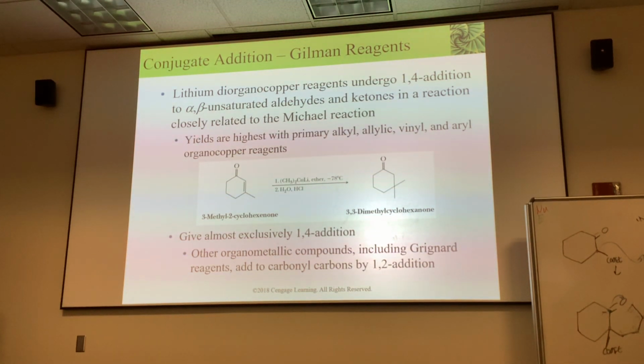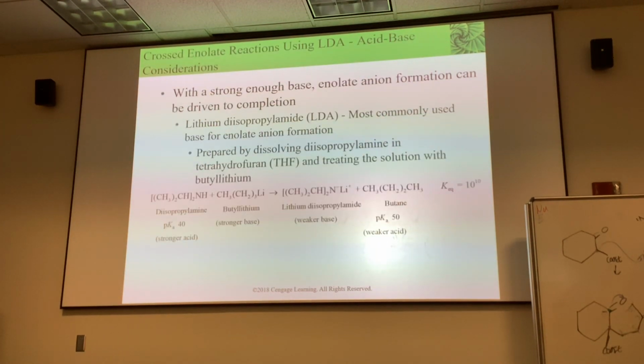Yields are going to be highest with alkyl, allylic, vinyl, aryl. What have we left out then? Oh, with primary. Okay, I was like, you've just listed all of them. Yields are going to be highest if it's primary. Cool. So, Gilman reagents, they've got the copper. Everything gets to hang out with the copper before stuff happens. So, 1,4 addition mainly.